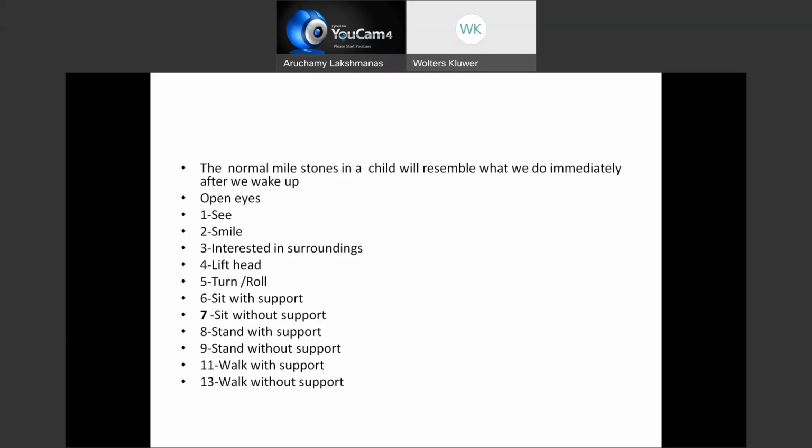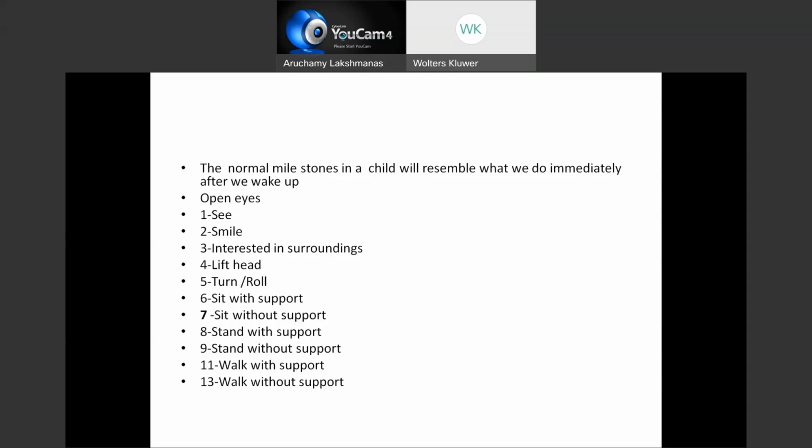So, at 1 month of age, the child will look at you. He will see. Second month, it will smile. You just come from the head to foot. Eyes, it will see, 1 month. Second month, it will smile. Third month, it will turn the neck here and there and look at the surroundings. They will be interested in the surroundings. Fourth month, they lift the head. For easy remembrance, remember head or neck, 4 letters. And turns in the bed or rolls in the bed by 5 months.